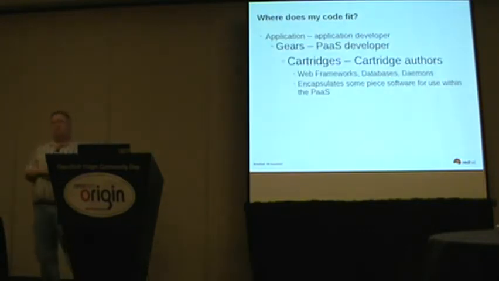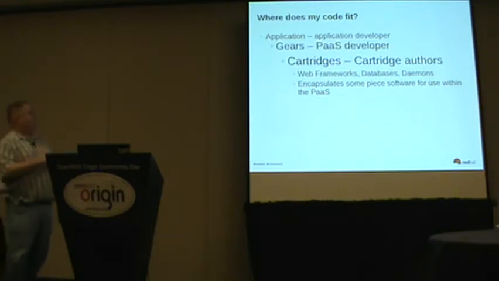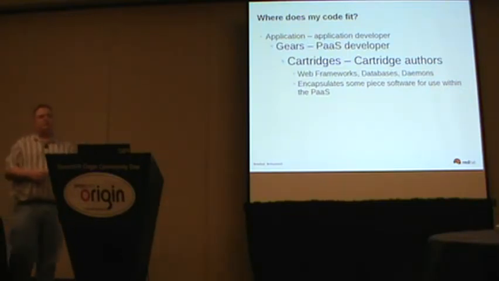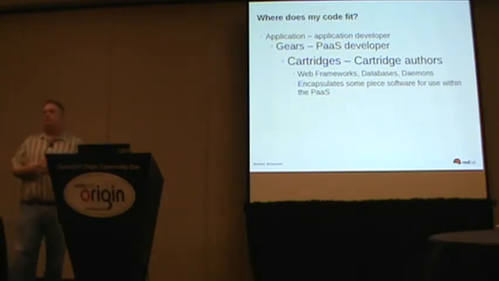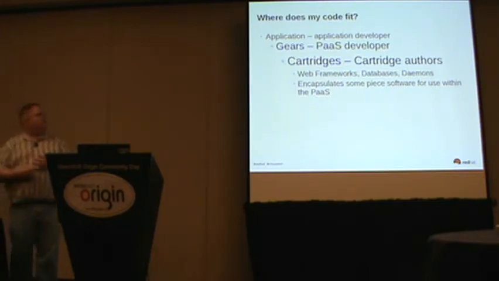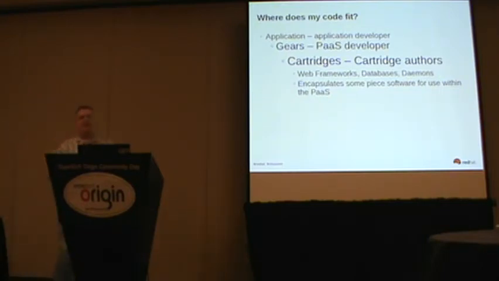So from our point of view, where does your code fit? We've got applications that are written by the application developer. They are made up of gears. Gears are the provenance of the PaaS developer. And cartridges, which are what provides the services, are written by cartridge authors. So to date, the cartridge authors have always been within Red Hat because the original cartridge packaging required root access. So we couldn't very well open it wide open and have everybody write their own cartridges and have root access to our systems. That kind of makes Dan nuts.